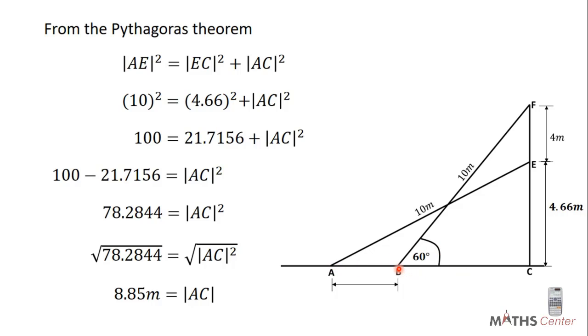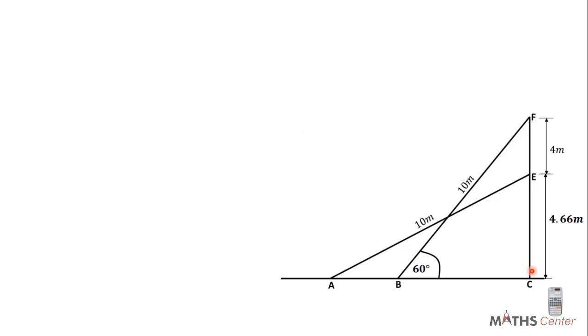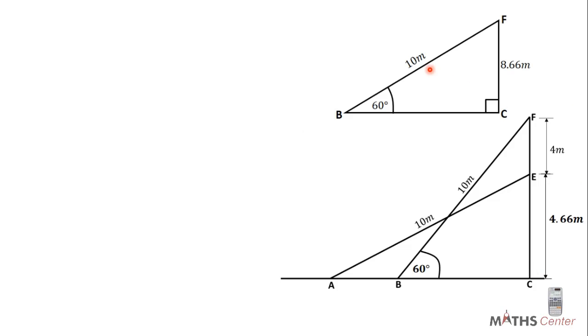Let's go ahead and find BC. To find BC, I'm going to draw this simple right angle triangle for the triangle BFC. So for BFC, we know that this is the 60 degrees angle. Here is our right angle, that is from point C. From B to F is 10 meters.